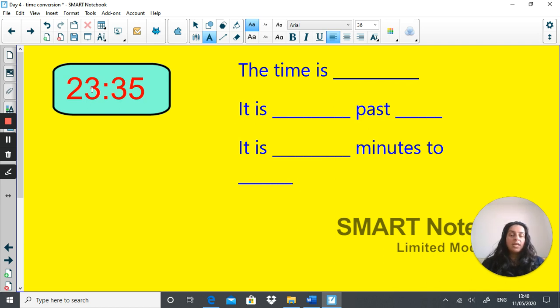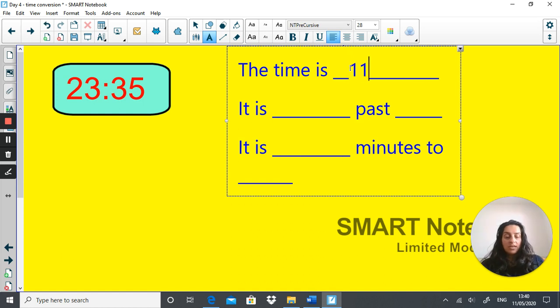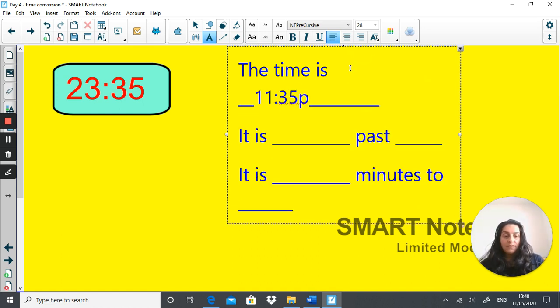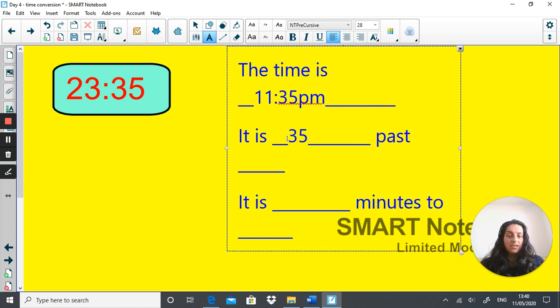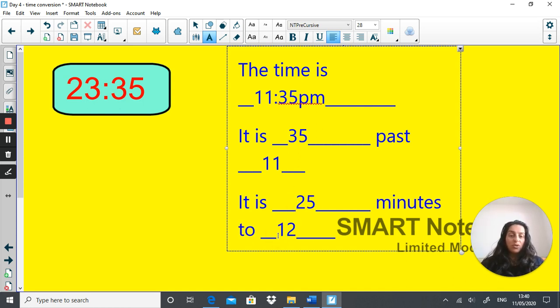So 23 take away 12 is 11. So the time is 11:35 p.m. It is 35 past 11, which is the same as 25 minutes to 12, or midnight, same thing. So if you got that right, well done.